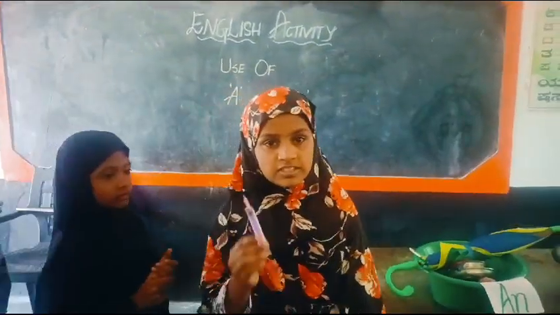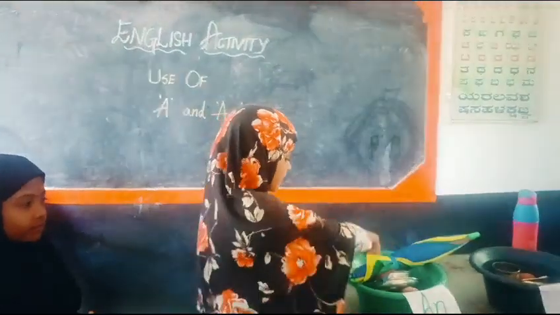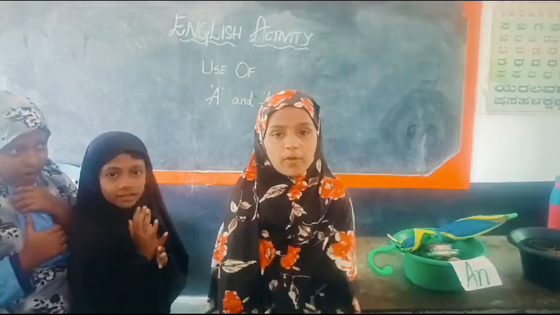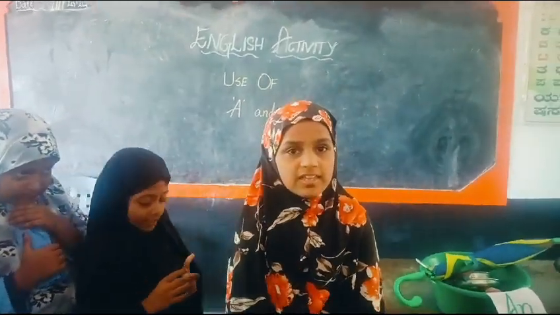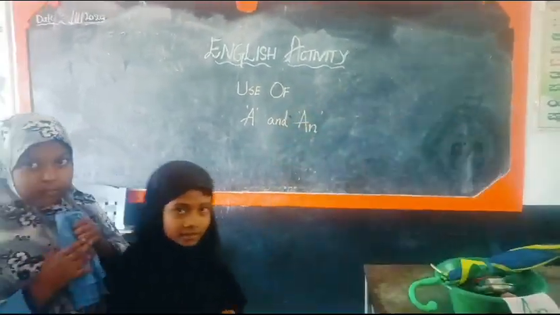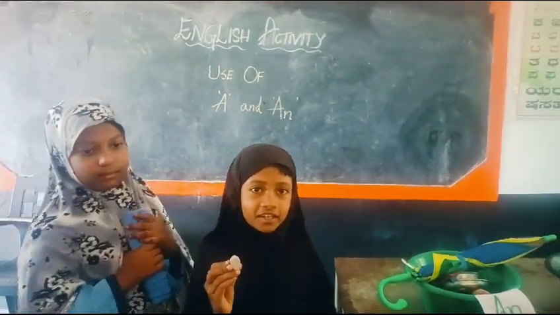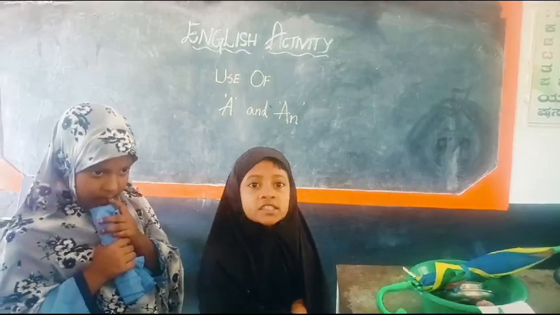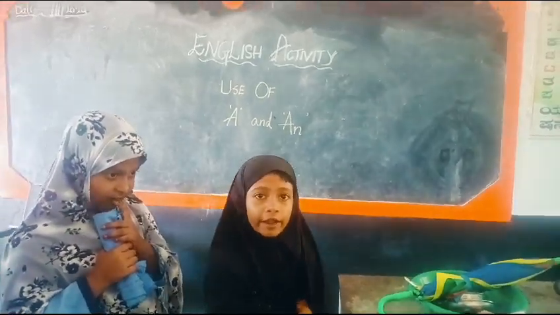What is this? Injection. And injection. Why are you putting it in an box? Because I is a vowel. I is a vowel, yes. What is this? Eraser. Put in the box. And eraser. Why are you putting it in an box? Because E is a vowel. Vowels, yes.